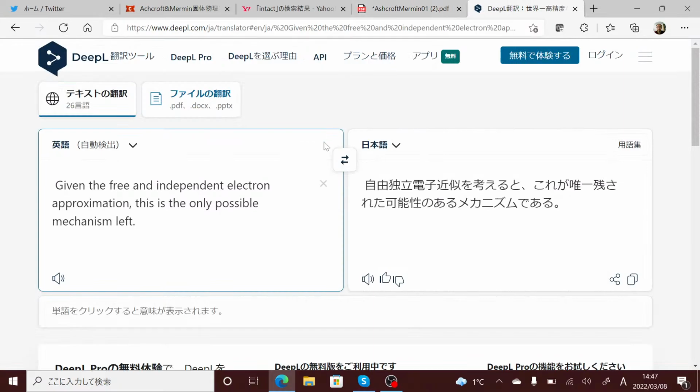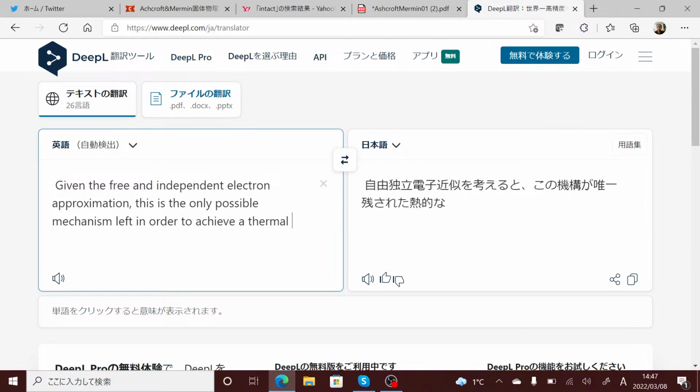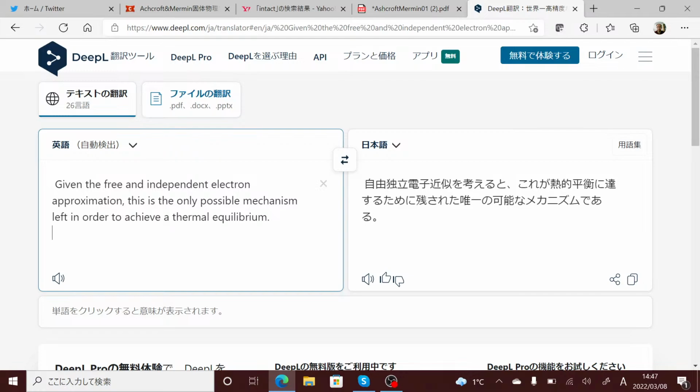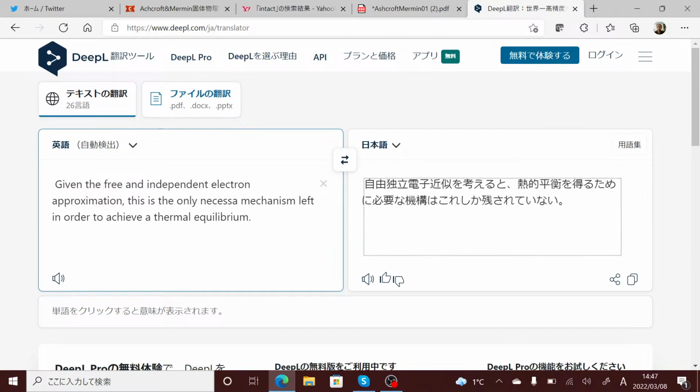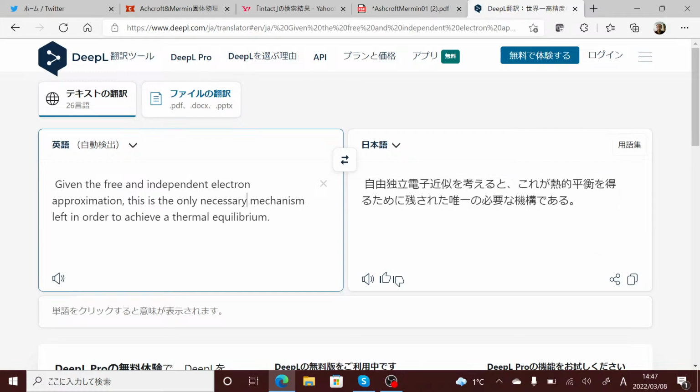I think this is something like this. In order to achieve thermal equilibrium, collisions are necessary. This is the only necessary mechanism.